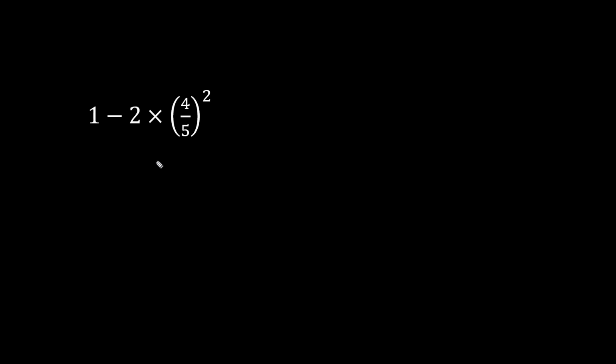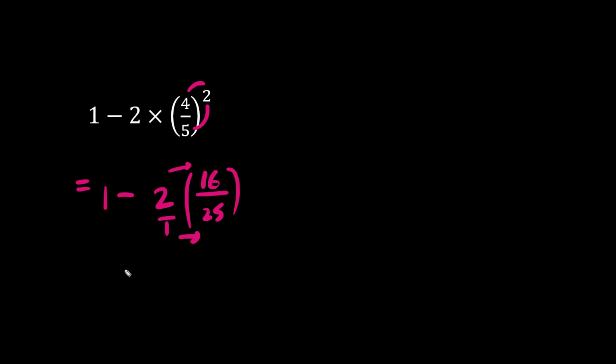Let's continue using BEDMAS. We should do exponents before multiplying. So what is 4 squared? We exponentiate the top and the bottom. We have 1 minus, we leave the 1 and 2 alone, and we multiply by 16 over 5 squared, which is 25. Now we rewrite 2 as 2 over 1, and we multiply across. So we have 1 minus 2 times 16, which is 32, over 25.